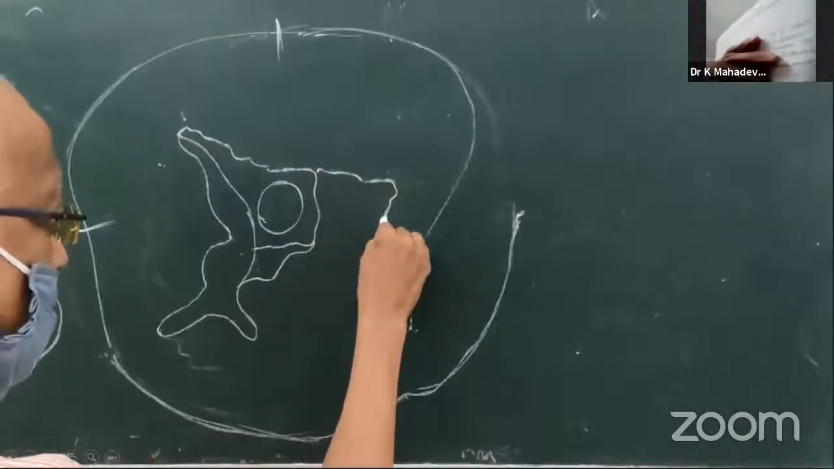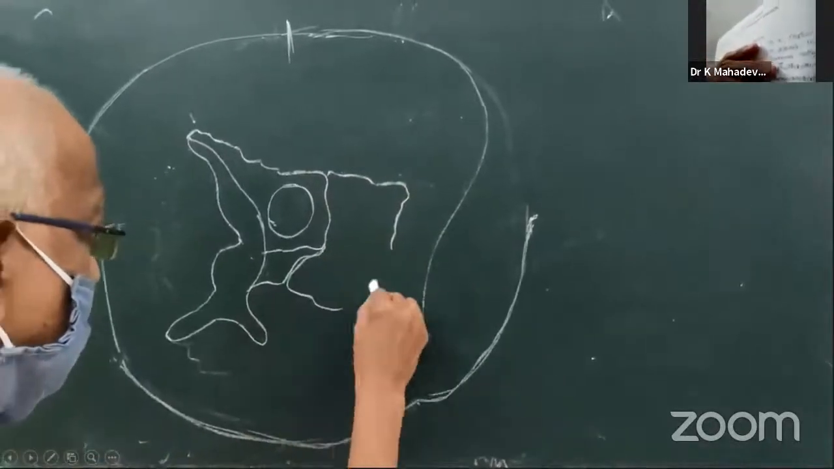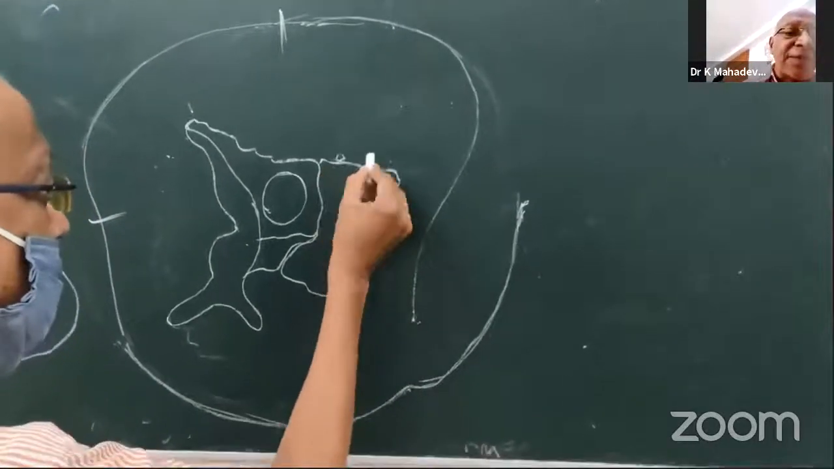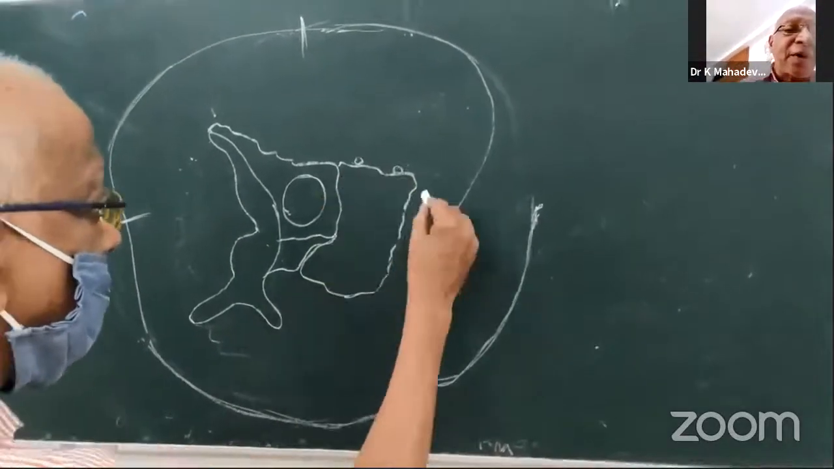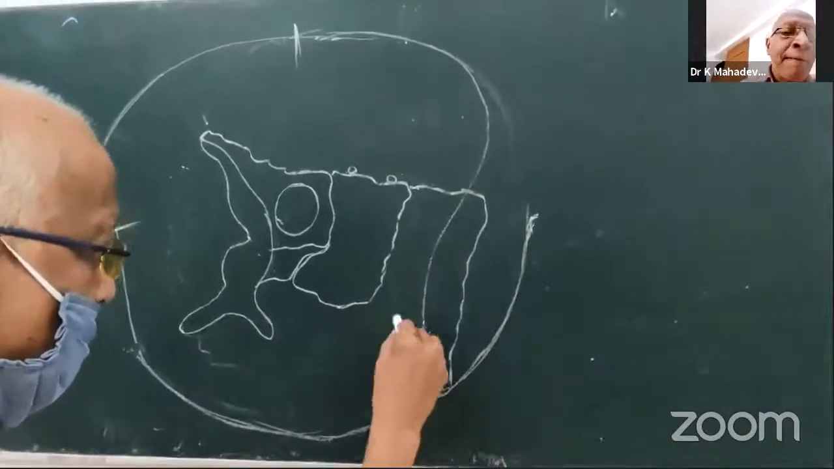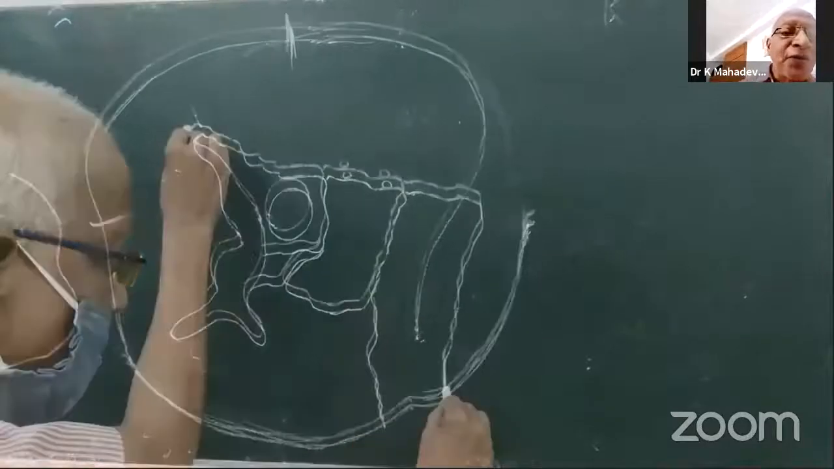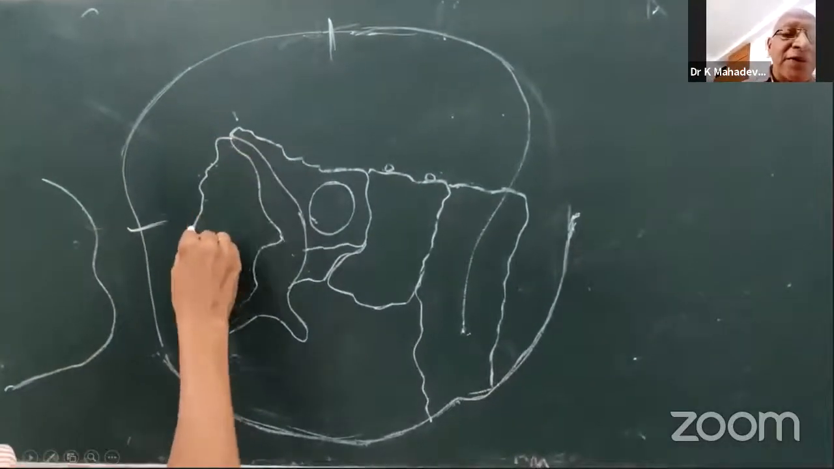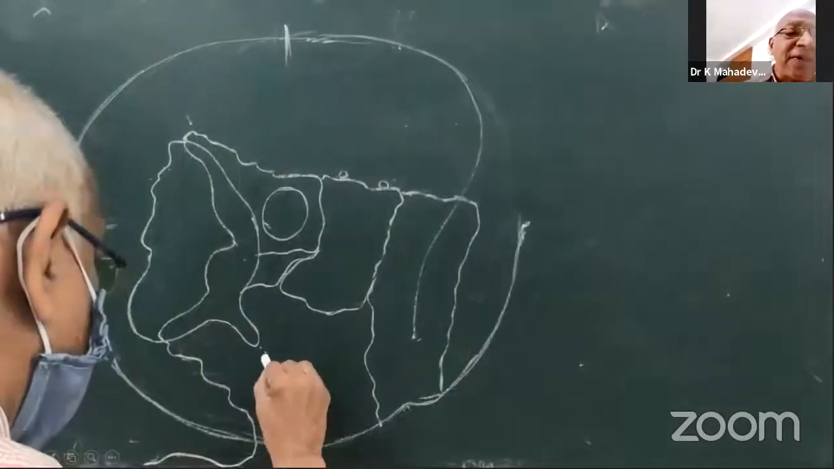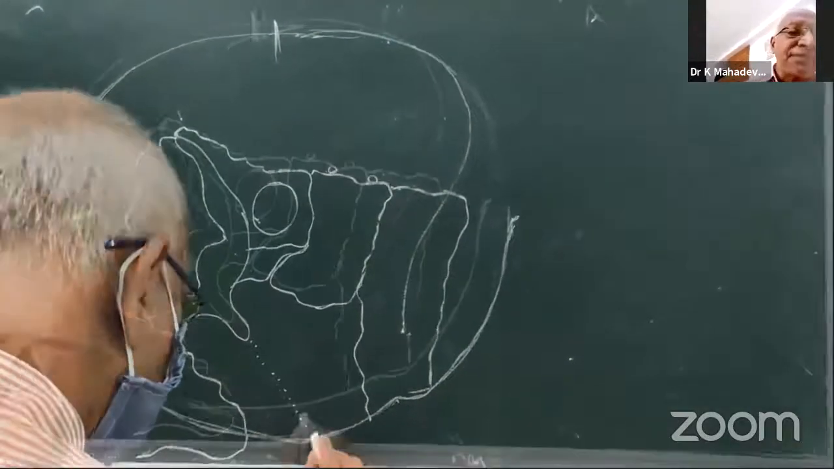lesser wing, the superior ramus, body, inferior ramus. The palatine bone has been drawn as a small triangular piece of bone. Now I am drawing the ethmoid and marking the posterior and anterior ethmoidal foramen. So the way I am drawing it on the blackboard is to display to you that you can draw it the same way on your answer book.